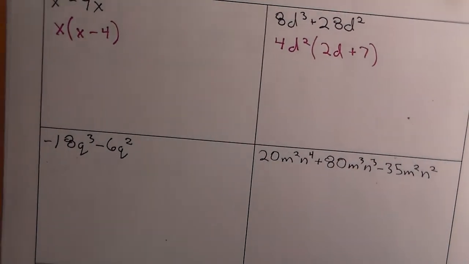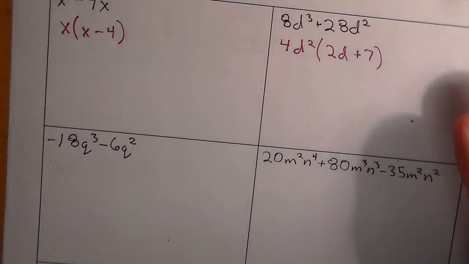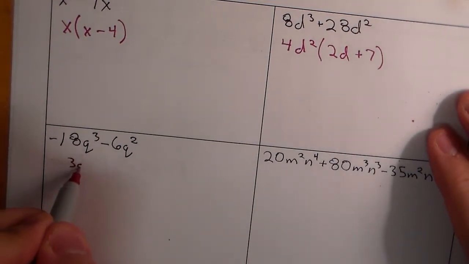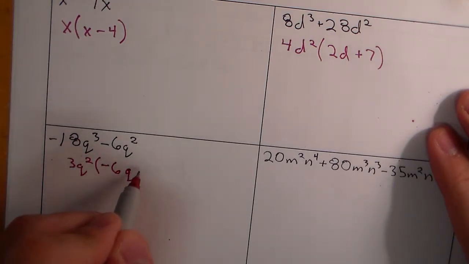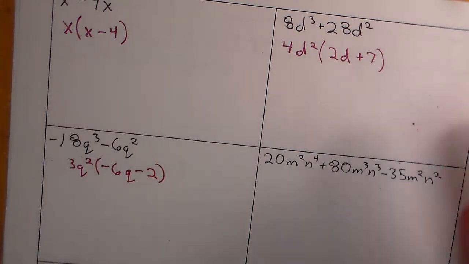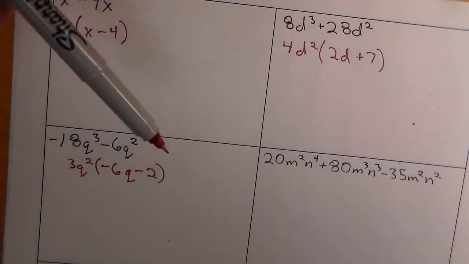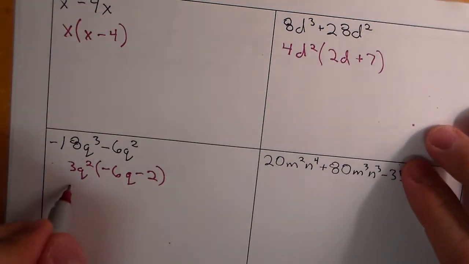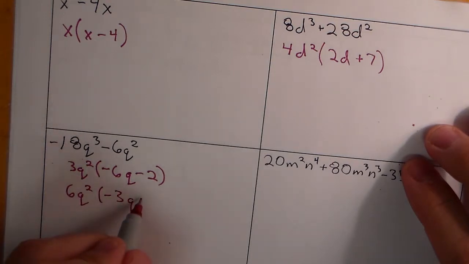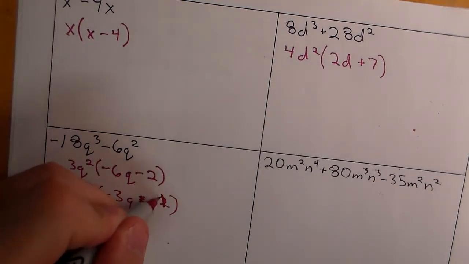Next row, I have negative 18q to the third and negative 6q squared. Let's imagine I look at this one and I say, hey, they both are divisible by 3. And I go 3q squared. So if I did that, I'd have negative 6q minus 2. Now, I didn't get the greatest common factor here. It worked, but I still have a 6 and 2 left in there, which have a greatest common factor of 2. So what I'm going to do is now take out a 2 also and multiply that to the 3. And it's now 6q squared minus 3q minus 2. So, oh, not minus 2, minus 1.